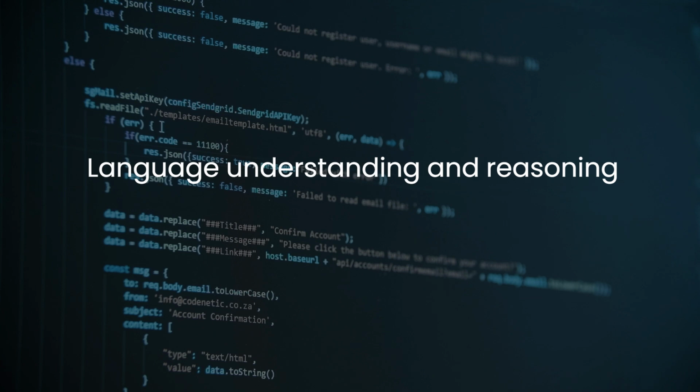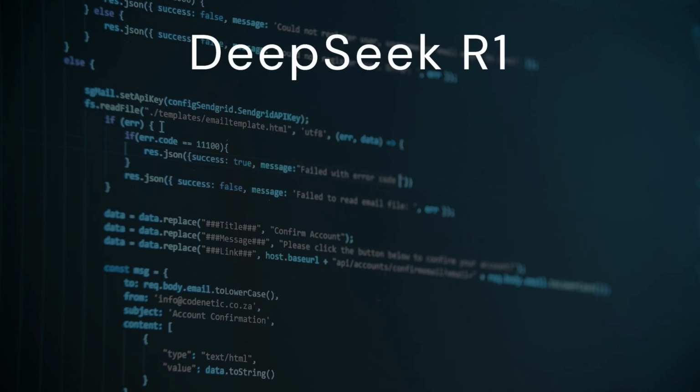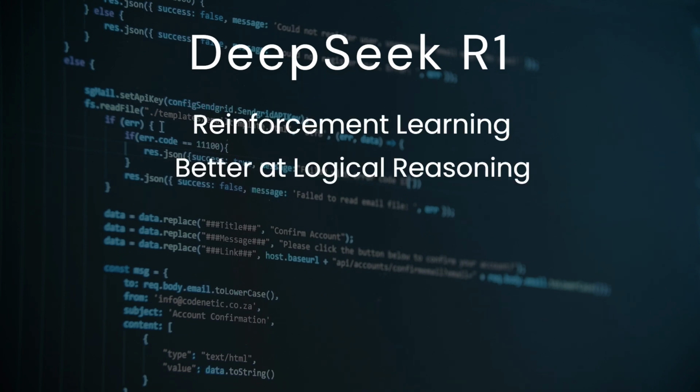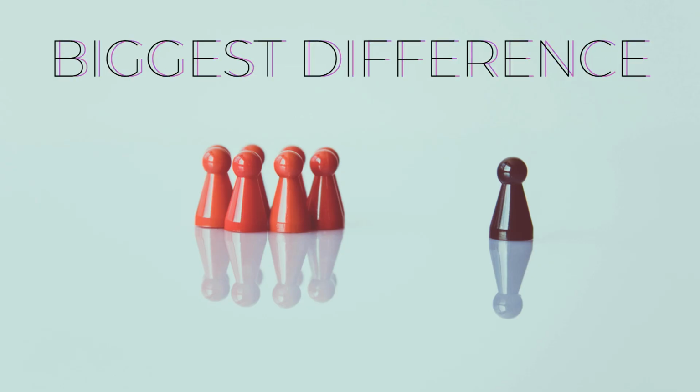In short, ChatGPT O1 is trained using supervised learning plus reinforcement learning, so it has a balance between language understanding and reasoning. Whereas DeepSeek R1 is trained heavily through reinforcement learning, so it is way better at reasoning skills but lacks in the general language understanding. The next one is the biggest difference among the two models.